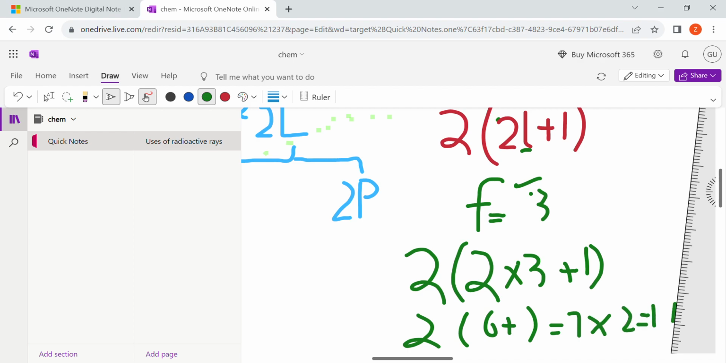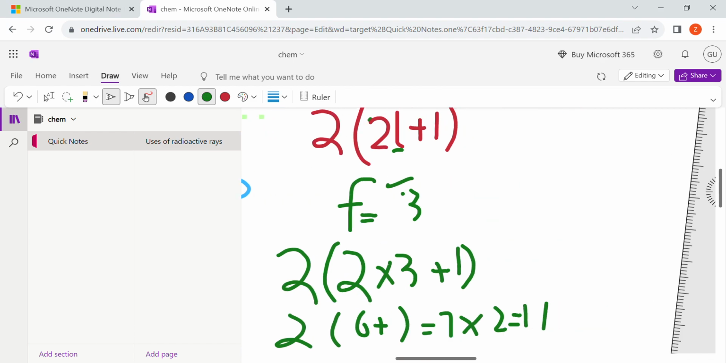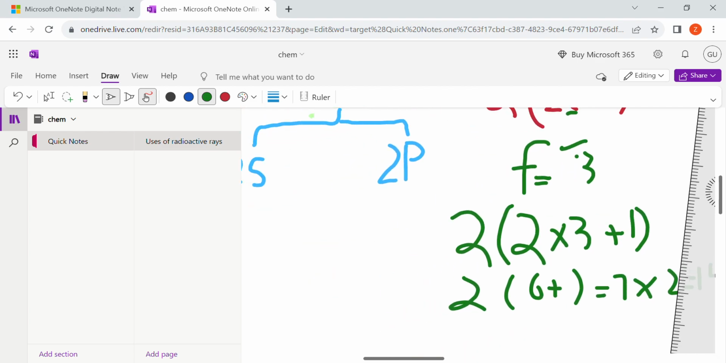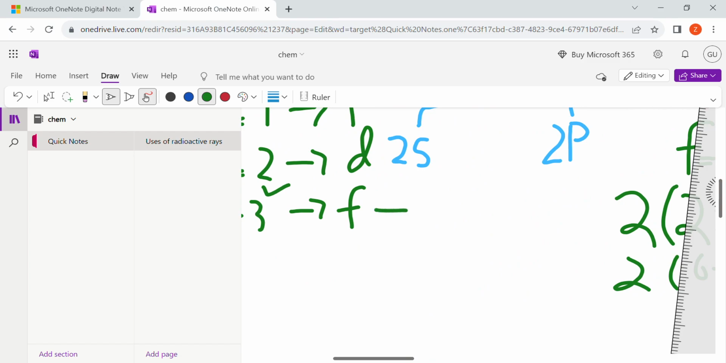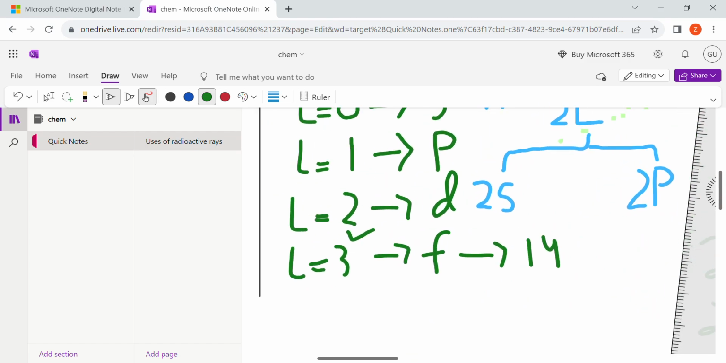So we know that the electrons that would come in would be 14. Inside f we will have 14. Similarly you can count the electrons: how many will come inside d, how many will come inside f. Let me do one more calculation, after that you can determine. I'll just write the direct values.